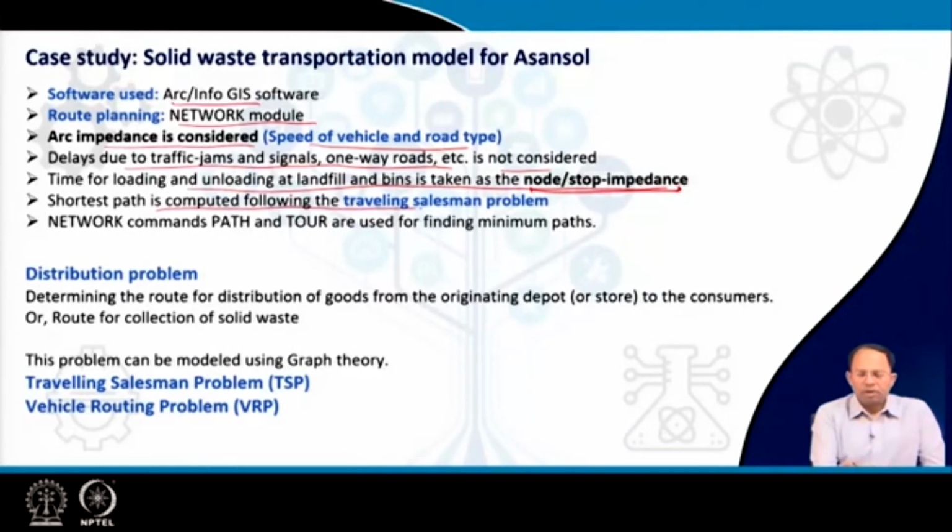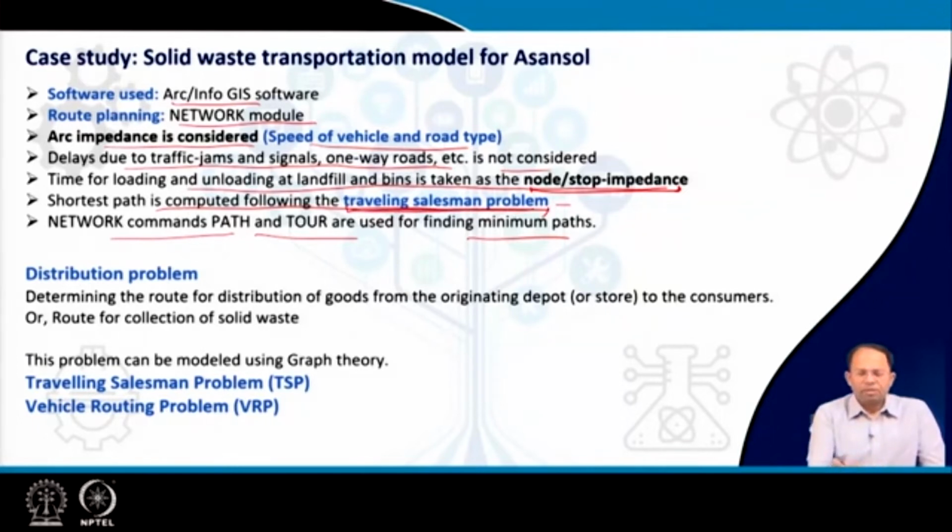Shortest path is computed following the traveling salesman problem, and network commands path and tour are used for finding minimum paths, right? So the traveling salesman problem computes the shortest route, not the shortest path. Shortest path is determined by Dijkstra's, but a combination of multiple shortest paths in sequence between different points, that's the shortest route that is solved using a traveling salesman problem.